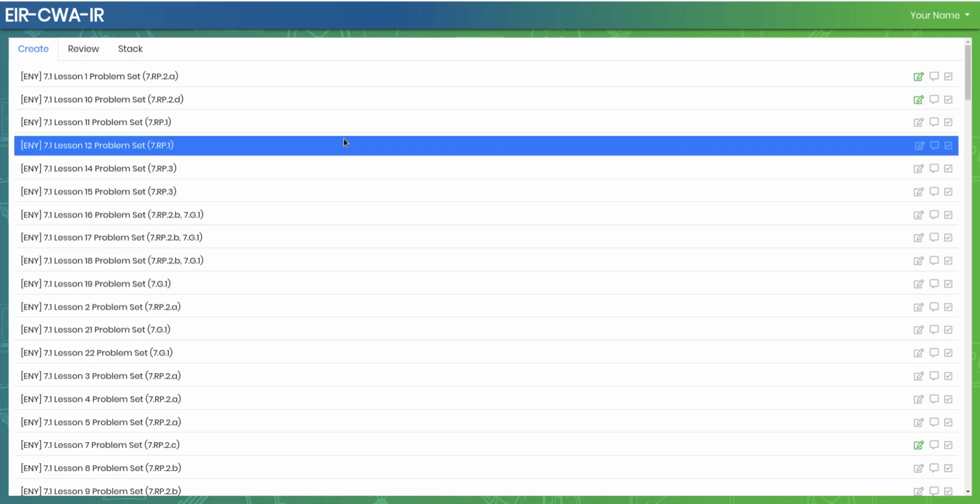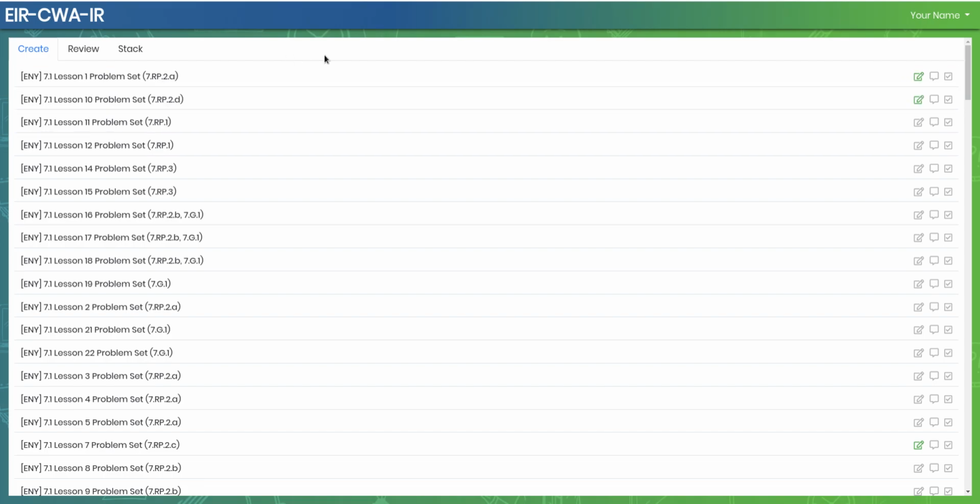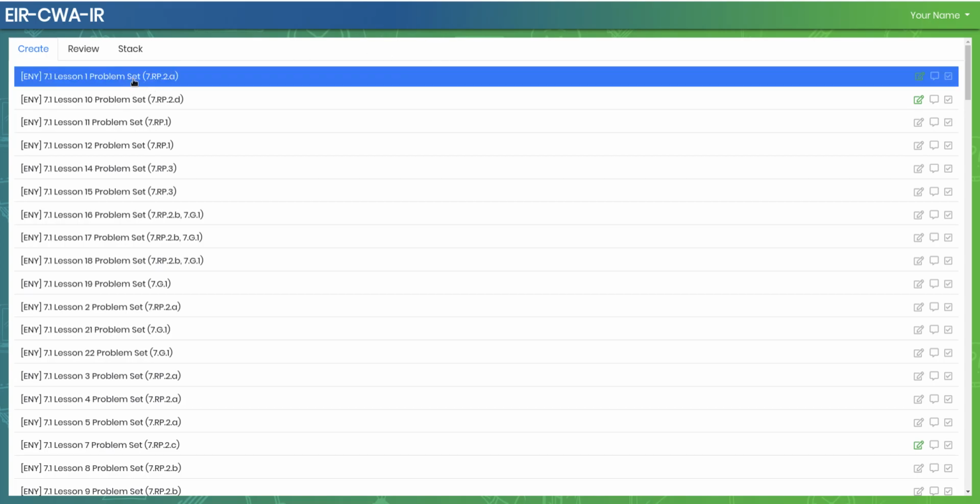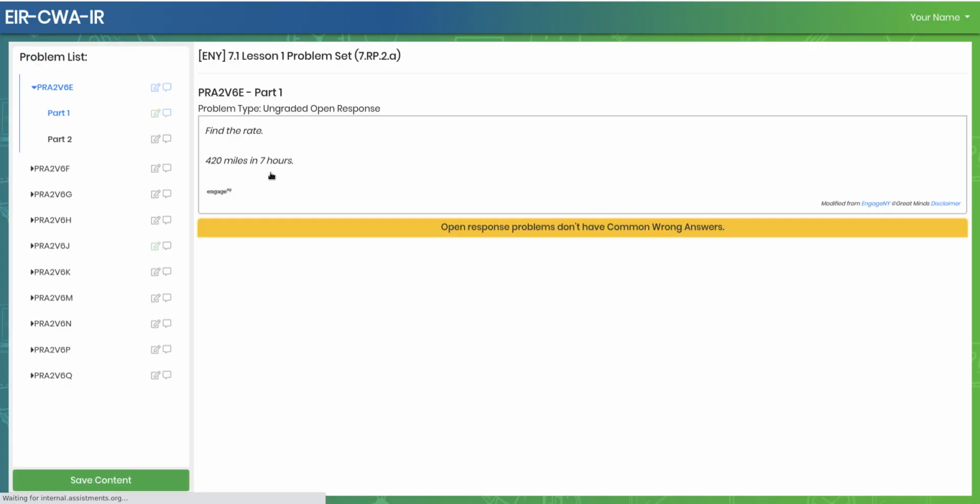Hi everyone, so I just deployed the latest version of the EIR CWA-IR tool. In this tool, the main new update is the integration of MathTypes. So how do MathTypes work, right? For the sake of this demo, let's just go ahead and click on the first problem set.